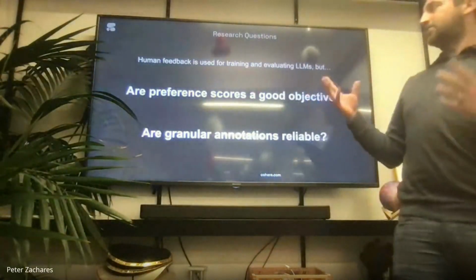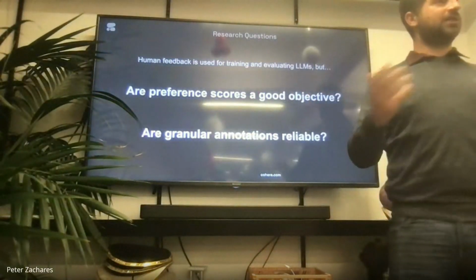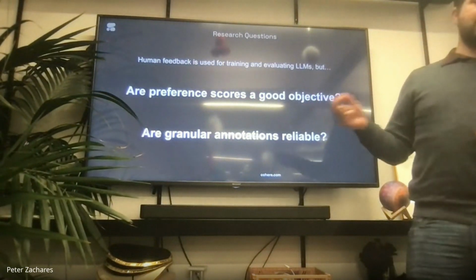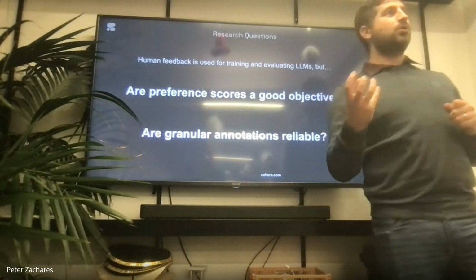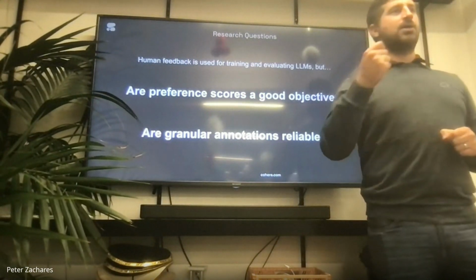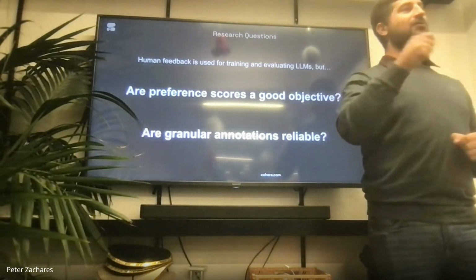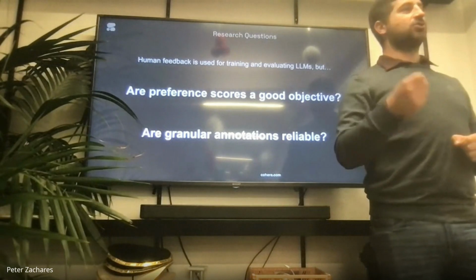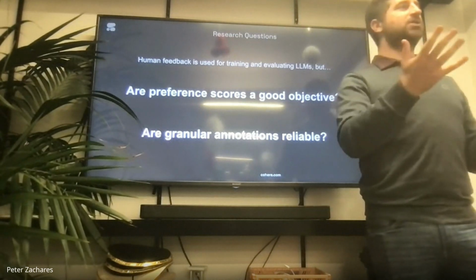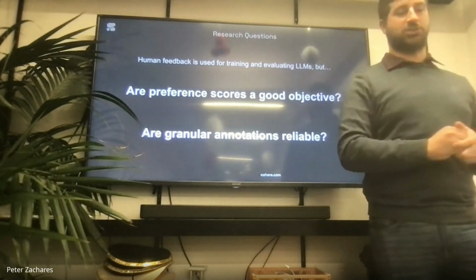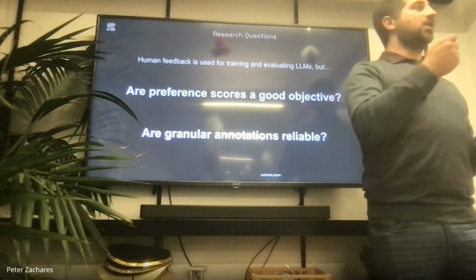And so human feedback is used for a few things. One is training language models, another is evaluating them. And we had two main questions in this work. One is, how good are preference scores as a training objective? And one very interesting line of work that people are starting to look into is collecting granular annotation. So along with the two completions, asking humans, why do you prefer completion A if they prefer completion A? And we wanted to try and figure out, are these reliable?